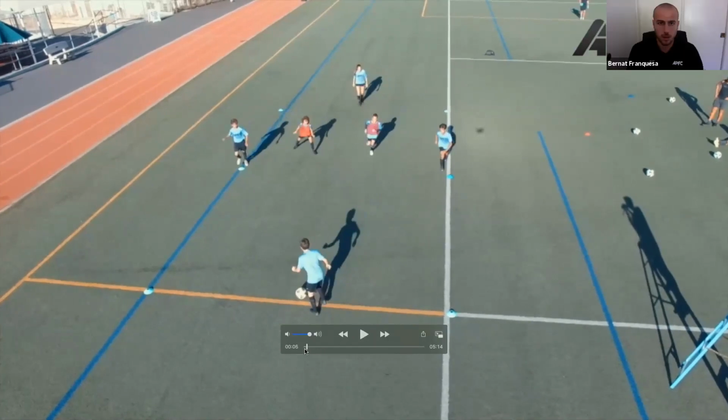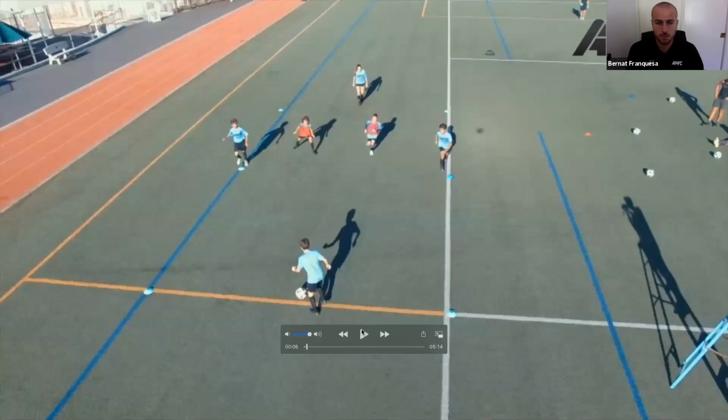Okay, here we have a rondo. We have 2 squares. There are a lot of different rondos. It's not only about using big spaces, or only 1 defender or 2 defenders. You can also play with the structure of the rondos. In this situation, there are 2 squares.